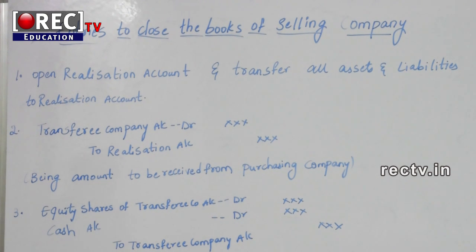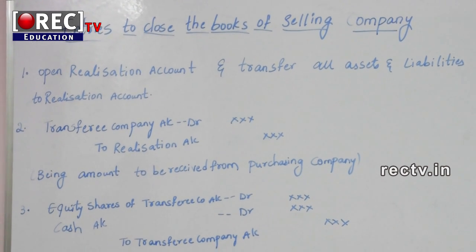Now the second entry to close the books of the selling company is, for the selling company, it is selling their business to another company. So it is a sale. If the sale is on credit basis, we will have a debtor. Here, for the selling company, the debtor is the Transferee Company. So the entry is Transferee Company account debit to realization account.